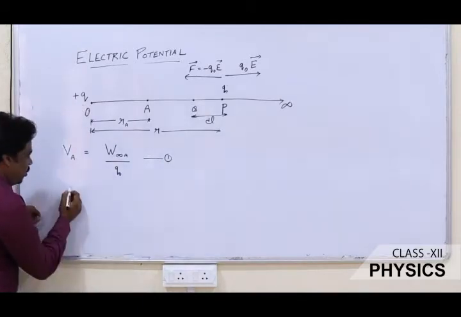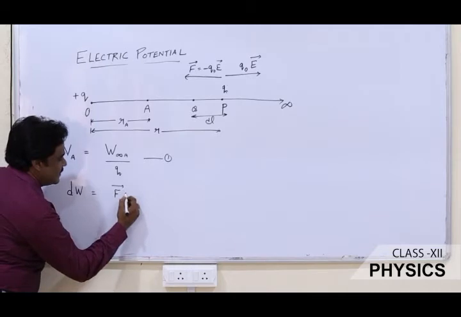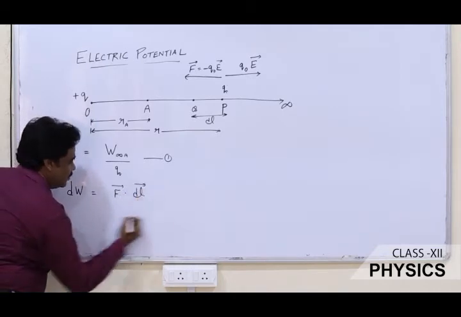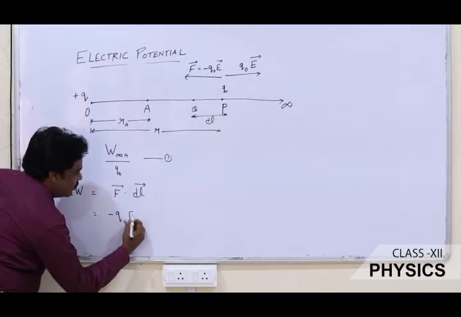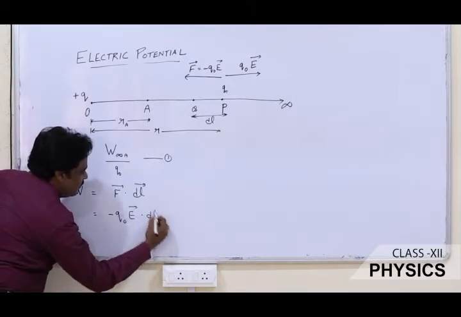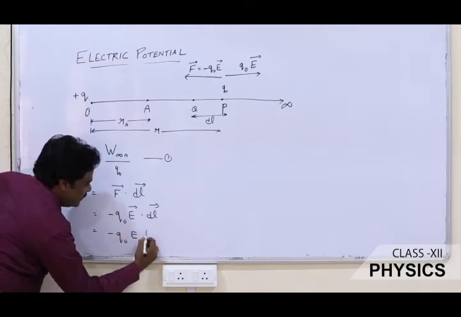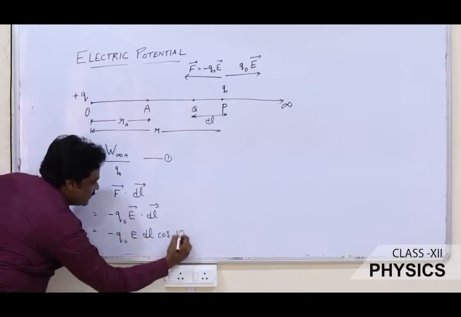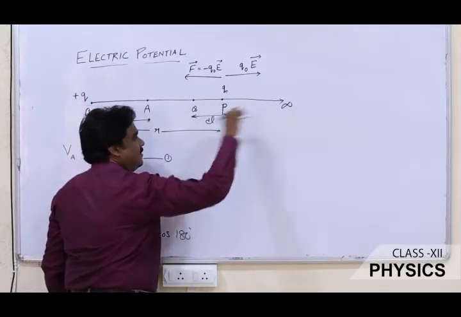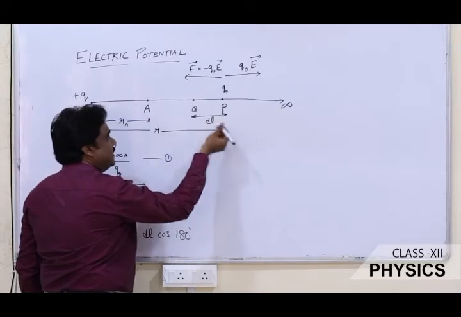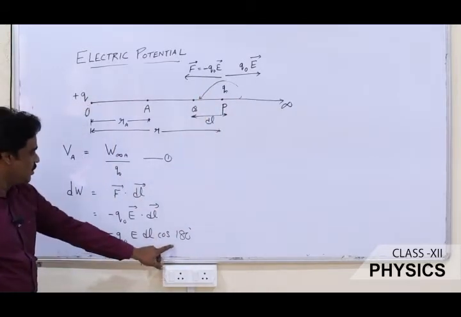So what about the small work done? dw can be written as F vector dot dl vector. You know this. Now what is F vector? I'm going to write it as minus Q naught E vector dot dl vector. Remove the dot: minus Q naught E dl cos of the angle between E and dl. Electric field is acting towards the right, whereas the displacement is towards the left. So the angle formed is 180 degrees, so I'm writing cos 180.